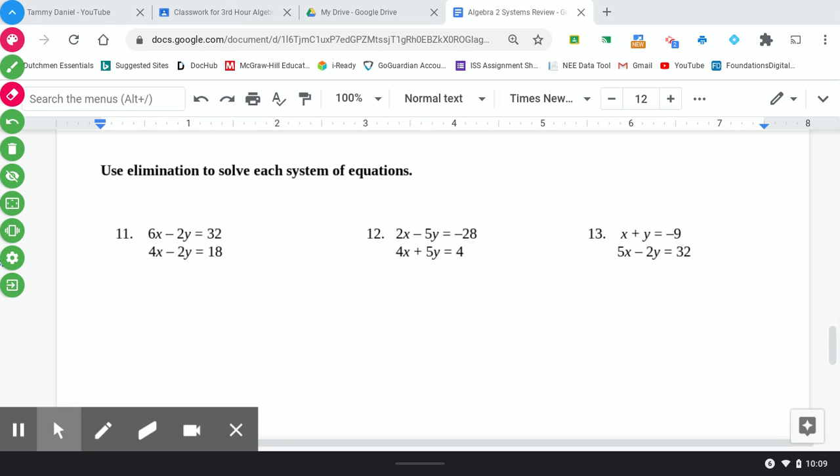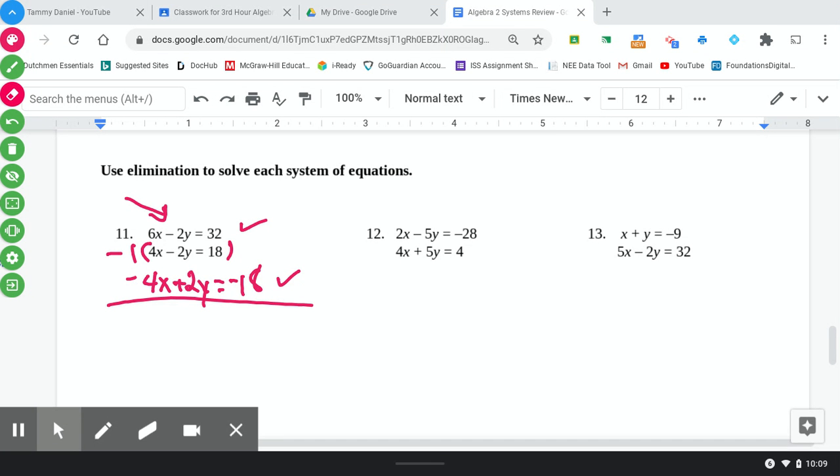If you look at this first equation right here, we see that there's a 2 in front of the y on both equations. However, they're both negatives. So if I were to add these two equations together, it would not eliminate the y's. It would actually just give me a negative 4y. So I'm going to multiply this bottom equation by a negative 1. And what that does is it gives me a negative 4x and a positive 2y equals a negative 18. That way, when I add this equation and this equation together, the 2's cancel.